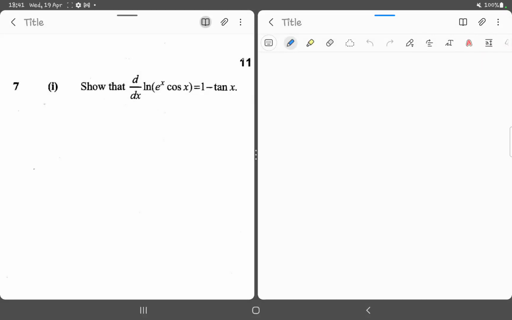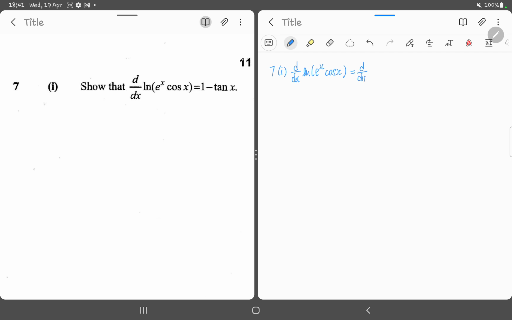Question 7 is on the derivative of logarithmic function. So let's try question 7i. For question 7i, let's just show d/dx of ln(e^x cos x). Before I even differentiate this, let's use the laws of logarithm and split the logarithm over here.